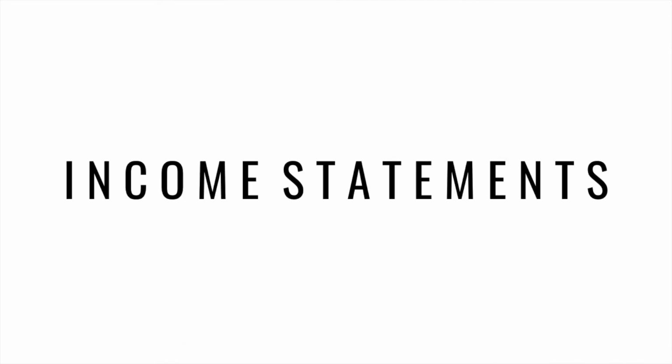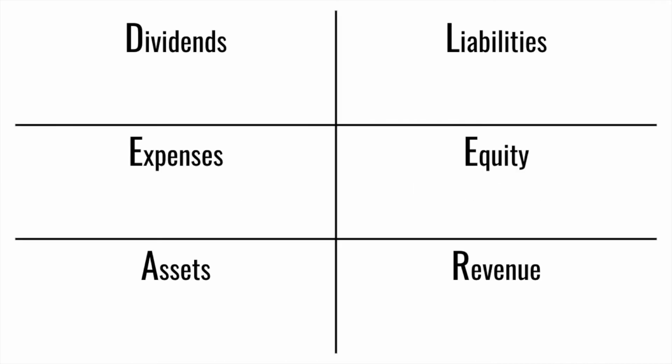Now let's take a look at income statements and go back to the dealer. Income statements involve two other parts of the dealer. On the debit side, they deal with expenses, and on the credit side, they deal with revenue. And income statements fundamentally show us the relationship between expenses and revenue.